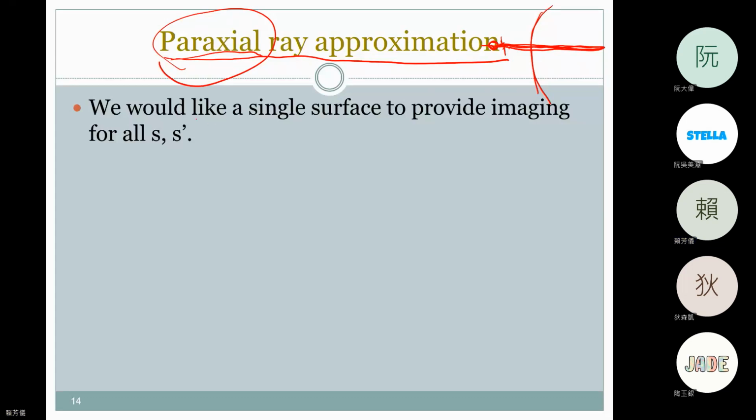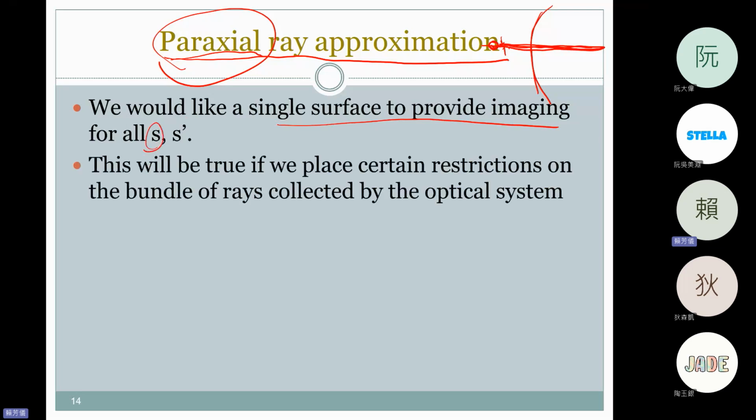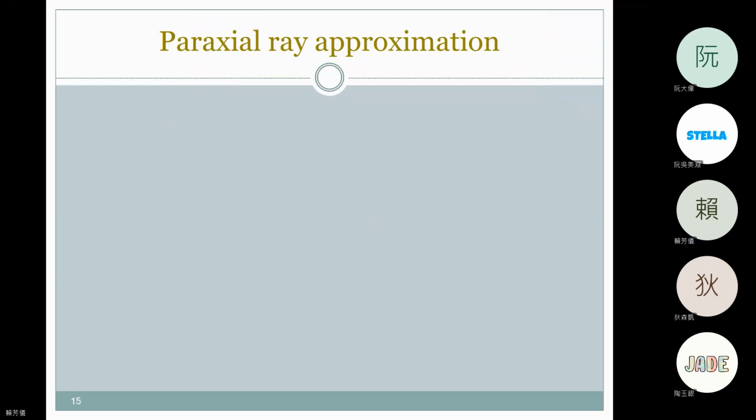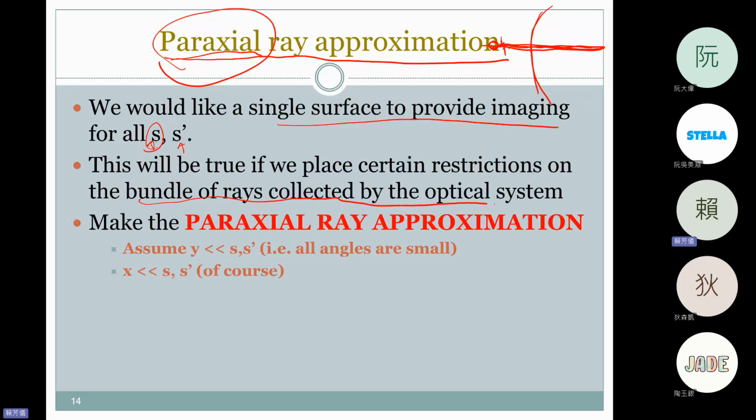So now we would like a single surface to provide an image for S, where this is the object S and this is the image position. This will be true if we place certain restrictions on the bundle of rays collected by the optical system, and then we can use the paraxial ray approximation to find out where the image position is.